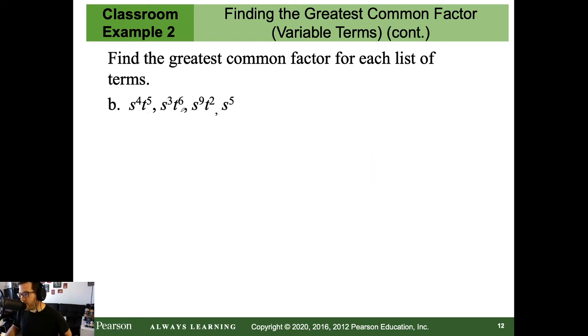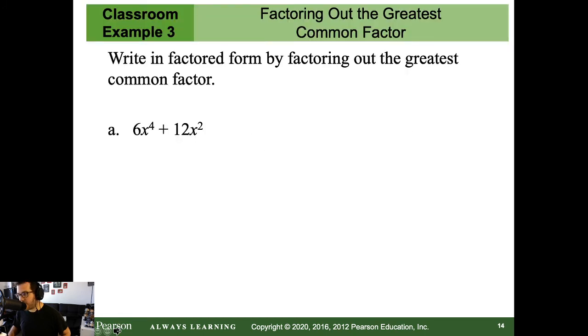Okay, this one. Remember, we're just taking the least. This has 4 S's, 3 S's, 9 S's, 5 S's. I think the least is going to be 3. This one has 5 T's, 6 T's, 2 T's, 0 T's. So I think this one's just going to be S cubed. And that's it. So remember, the GCF is going to be the least amount.